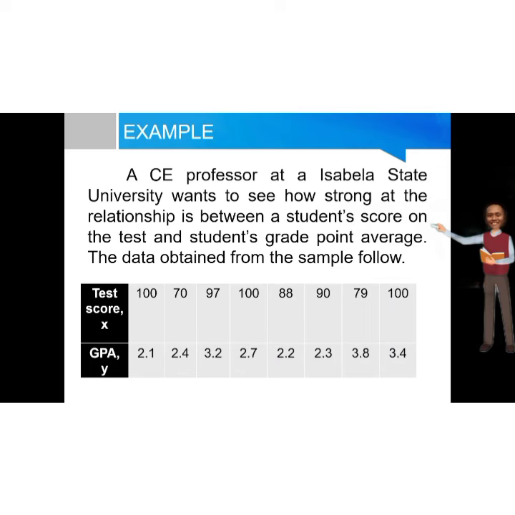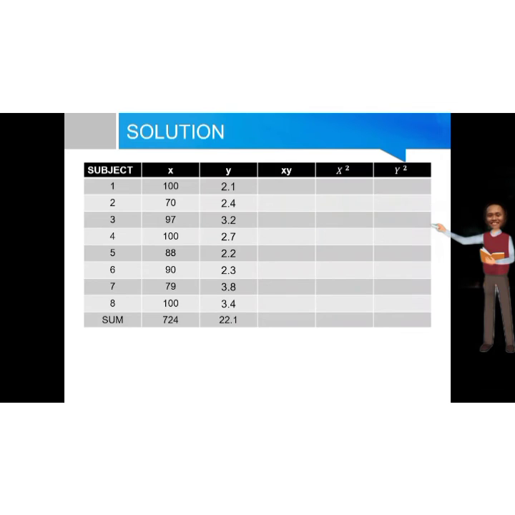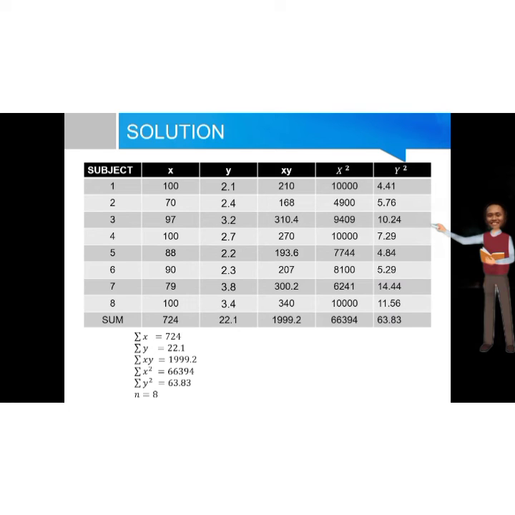This is the example that I tackled a while ago, so let's skip it. The summation of x is equals to 724. Summation of y is equals to 22.1. Summation of xy is equals to 1999.2. Summation of x squared is equals to 66,394, while summation of y squared is equals to 63.83, and the n is 8.